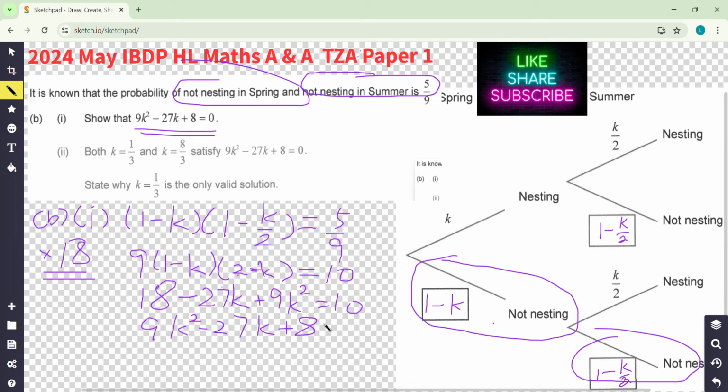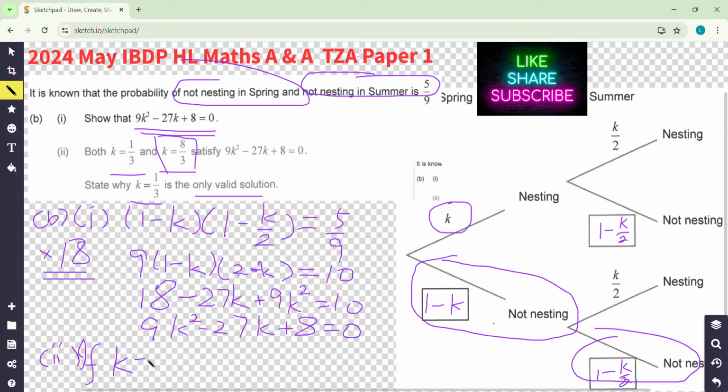Bingo, you got it. The last one is not about solving the question, it's about interpretation. He said that there are two solutions for K, 1 over 3 and 8 over 3. He said that 1 over 3 is the only valid solution. So what's the problem with 8 over 3? Look here, if K is 8 over 3, we got a probability of nesting in spring, K, that will be higher than 1.